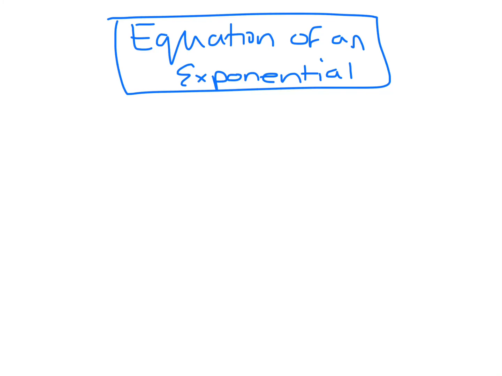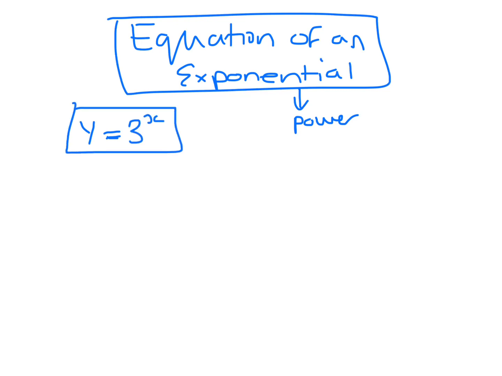Okay, so just going to look at the equation of an exponential. The word exponential means power. So an example of an exponential would be like 3 to the power of x. Now that's the basic equation. You can write this down in your book. The basic equation is y equals a to the x.